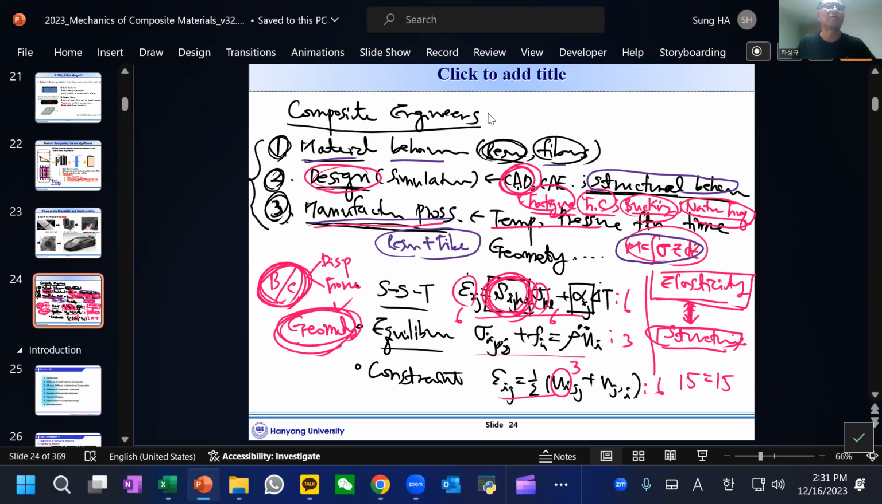Really, I would like to tell you that not just in Korea but all over the world, we are very short of composite engineers. All over the world, they are looking for composite engineers. They cannot find composite engineers who can design or manufacture and things like that.